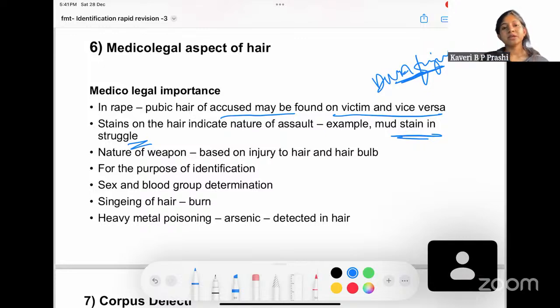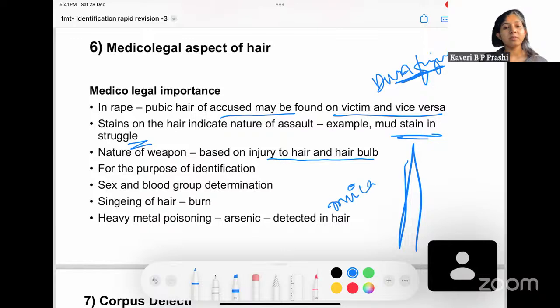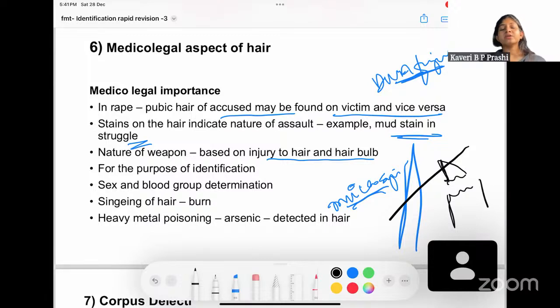Nature of weapon based on injury to the hair or the hair bulb. For example, if you do a microscopic examination, remember with a normal eye, with direct vision, you can't see, but with a microscopic examination, if you can see a clear cut, a clear slash in the hair bulb, that indicates that it was a sharp cutting weapon. So by looking at the injury to the hair and hair bulb, you can identify whether it was a sharp cutting weapon, or if it is just a ragged end of the hair that is seen, then you can say that it was not a sharp cutting weapon. For example, it could be a blunt weapon.